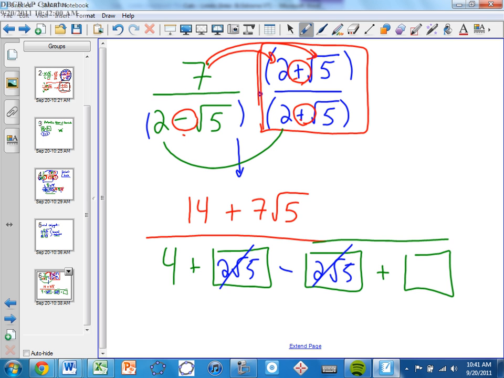So don't just forget FOIL for everything else. For everything else, you have to do all 4 terms, right? First, outer, inner, last. But here, they happen to cancel. Now, the last step is to do last. We've got a negative radical 5 and a positive radical 5, and we are multiplying them.